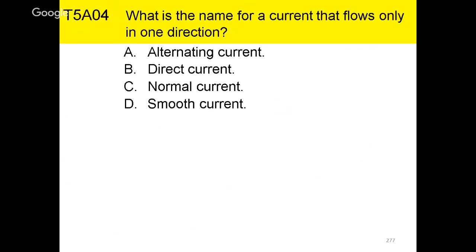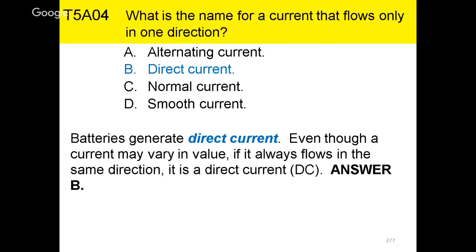What is the name for a current that flows only in one direction? Should be a fairly easy one. And if you answered B, that is correct. It's a direct current. It flows in one direction. It's going in that one direct field right there. It's going that way. It's a one way circuit, direct current.